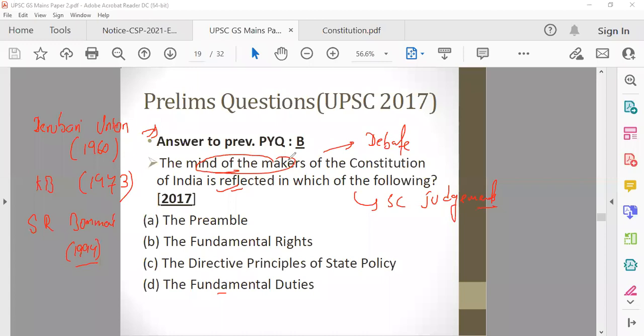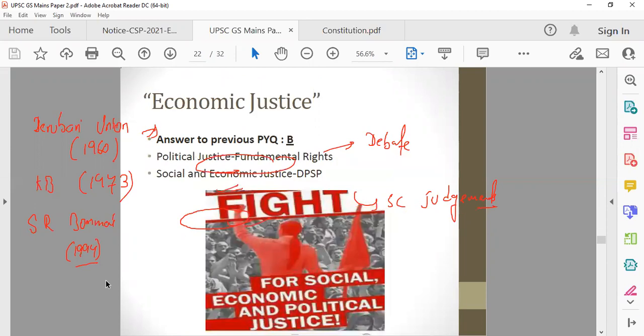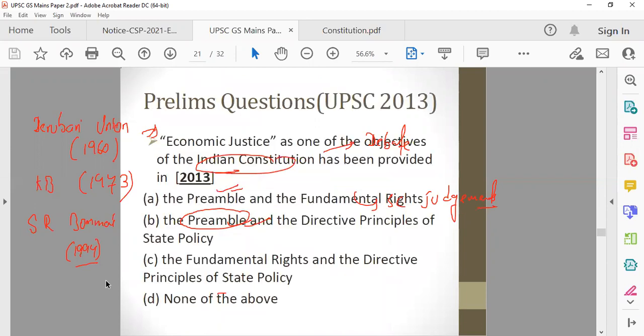Just a second here. So yes, after these judgments, the Supreme Court said that the mind of the makers of the Constitution is reflected in the preamble, sir and ma'am. So the answer here is A, preamble. The preamble shows the general purpose behind the several provisions of the Constitution. That is the basic thing here. Okay. Don't worry about these cases. You will read about them a lot. A lot means a lot. So this question is done.